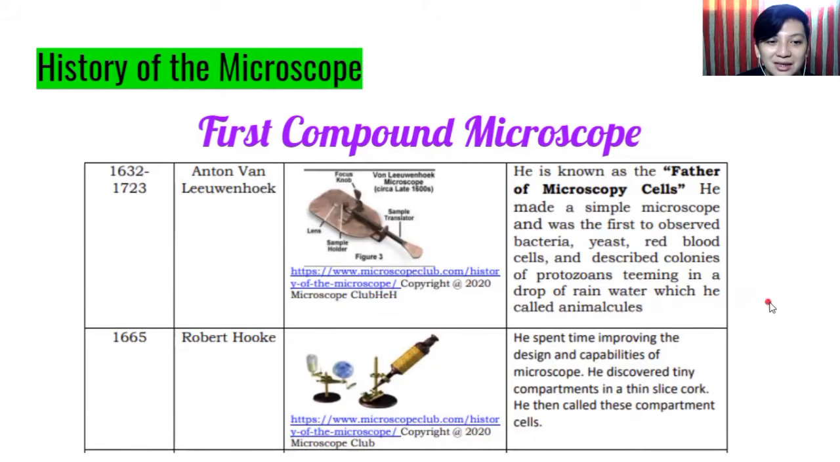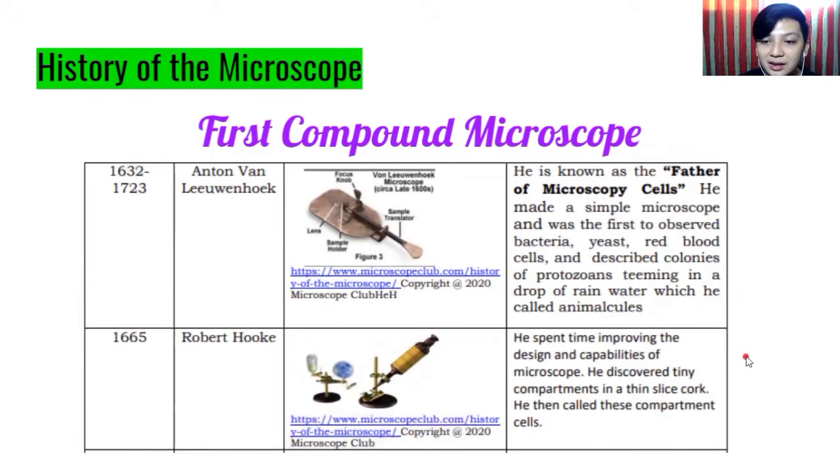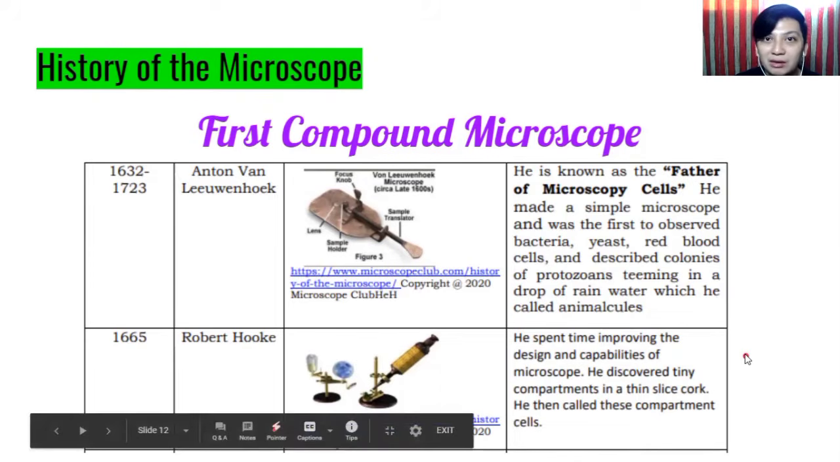And then we have in 1665 by Robert Hooke, it was discovered by Robert Hooke, and this is what the microscope or compound microscope looks like. It has a stand already in a tube. So he spent improving the design and capabilities of the microscope. He discovered tiny compartments in a thin sliced cork. He then called this compartment cells. Okay, so nagkaroon ng improvement pagdating kay Robert Hooke, yung ginawa ni Anton van Leeuwenhoek.